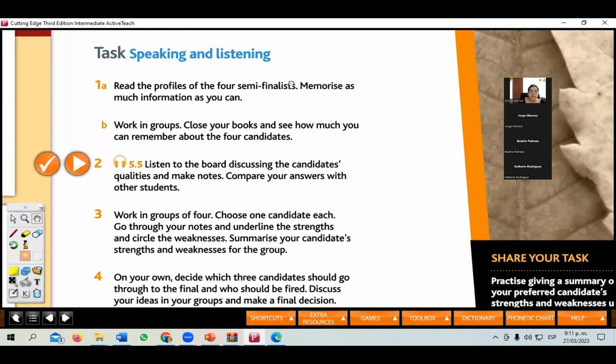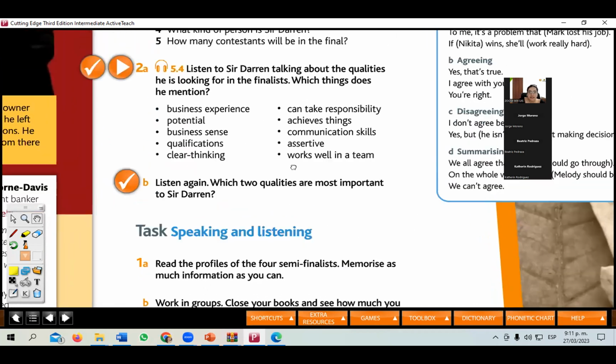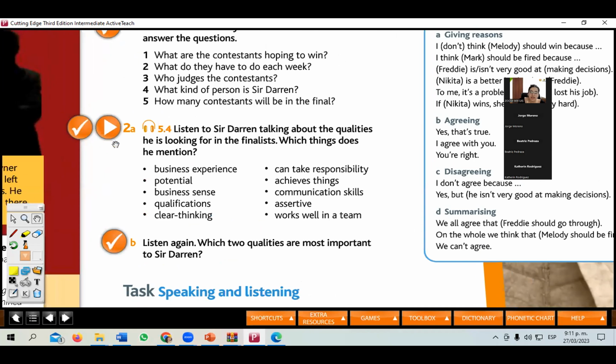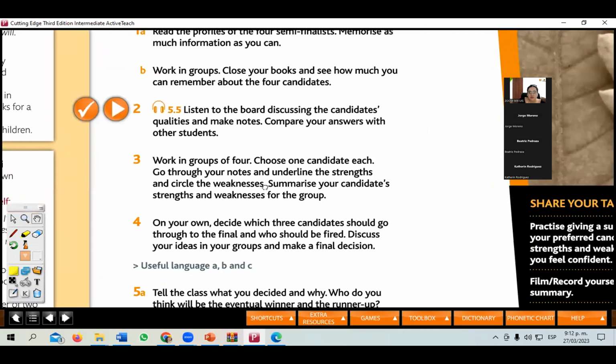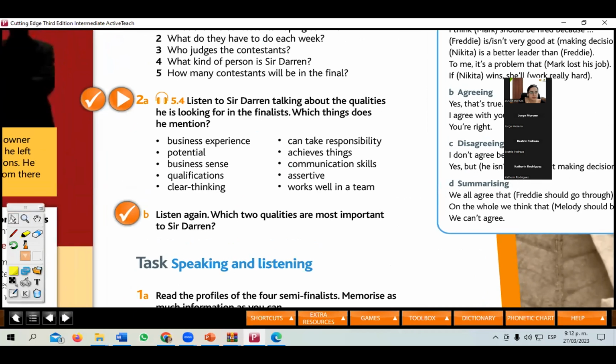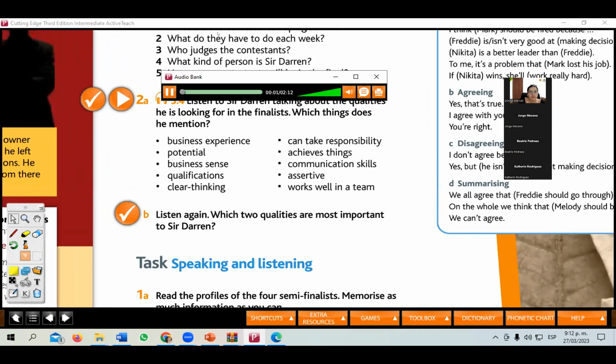So, as the task is for you to check and evaluate all the candidates, we are going to listen to Sir Darren about the qualities or the characteristics that he is looking for in a finalist. All right. So let's listen to that, and then we go to the task, what you have to do. Unit 5, Recording 4. Can you listen? Yes, teacher.